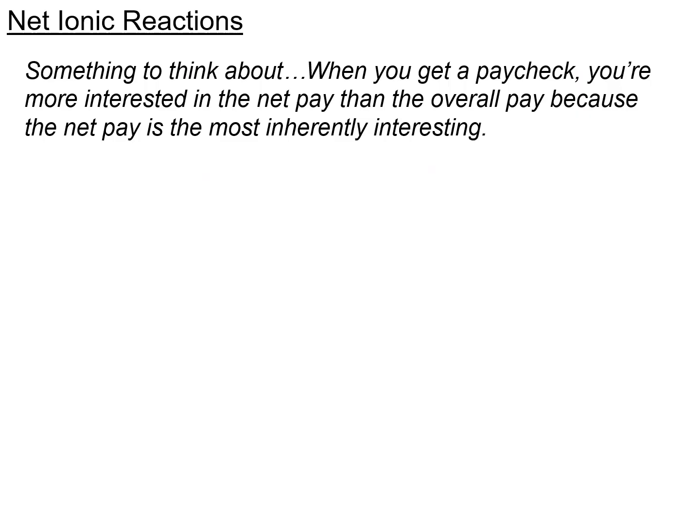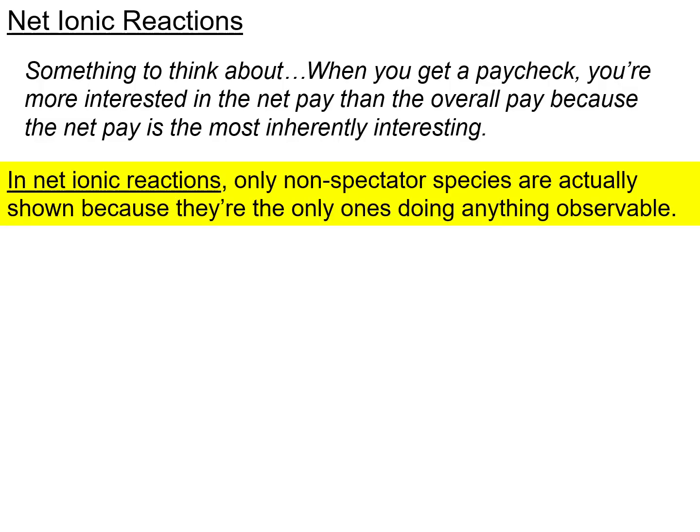So net ionic reaction equations. Spectators, we're not really interested in them, so we want to have a way to be very concise. Just have the part that's actually doing something. So a way of relating it to something you may have already experienced. You know that when you get a paycheck, you don't really want to look at the gross pay because then you're reminded of how much stuff gets taken out by the government. Instead, you want to look at the net pay because that's what you actually get to spend. So that's why we do net ionic reaction equations.